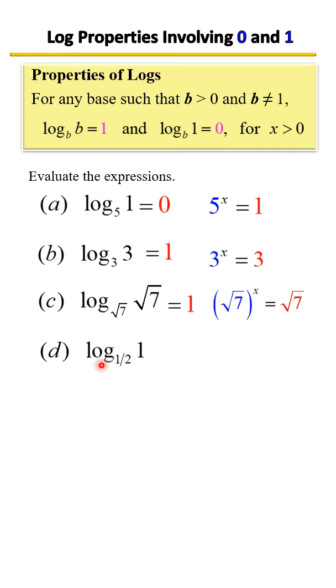This last one here, log base 1/2 of 1, goes with this property here, which states that you can have any number as your base as long as it's not 1 and is greater than 0. And if you have a 1 in the back of it, that is going to equal 0. So this is going to equal 0. However, if you forget, all you have to do is rewrite it in exponential form and then ask yourself, what do you have to raise 1/2 to get 1? We know that any number to the 0 power equals 1. So here our answer is 0.